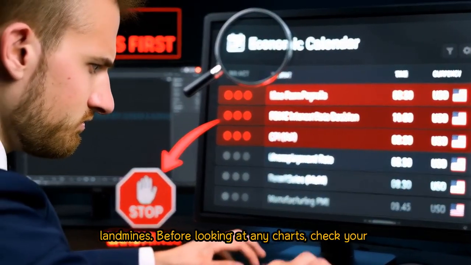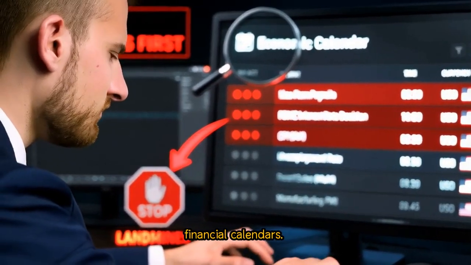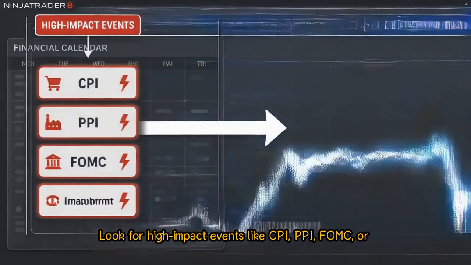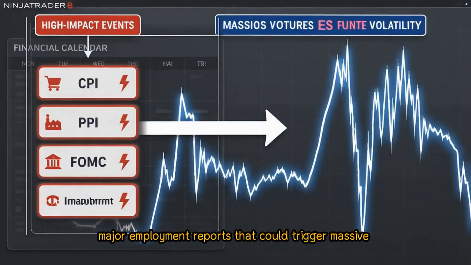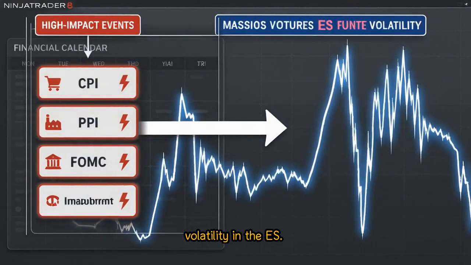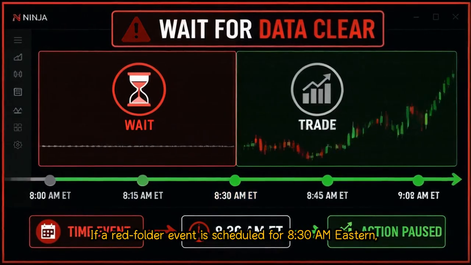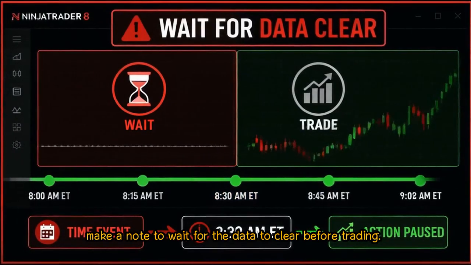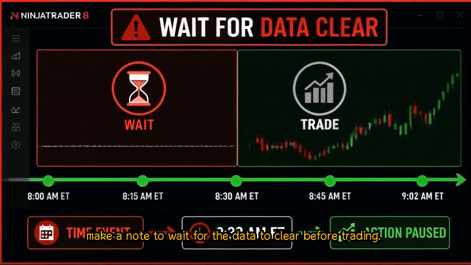Before looking at any charts, check your financial calendars. Look for high-impact events like CPI, PPI, FOMC, or major employment reports that could trigger massive volatility in the ES. If a red folder event is scheduled for 8:30 a.m. Eastern, make a note to wait for the data to clear before trading.